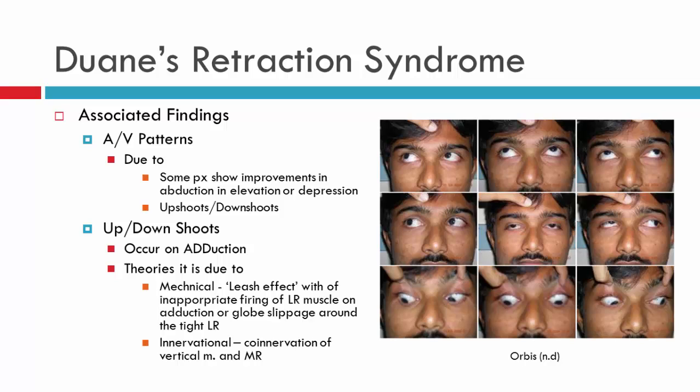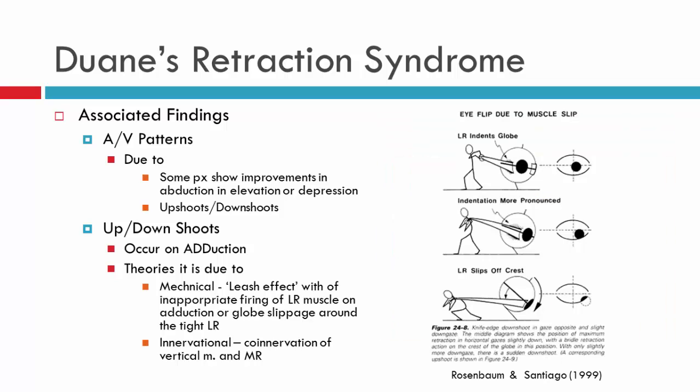In relation to upshoots or downshoots, these are generally caused either because of a mechanical issue or an innervational issue. Where it's mechanical, we get a leash effect with inappropriate firing of the lateral rectus, or we can get globe slippage around the tight lateral rectus.